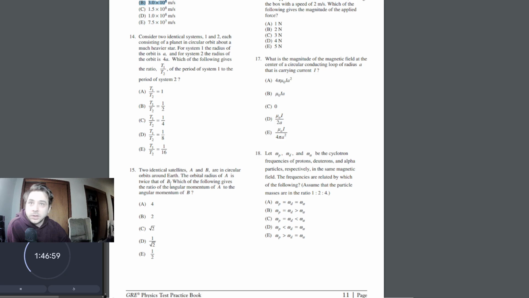I think it's either D or E. Oh, with A to B. No, yeah, its momentum's gonna be slower. Let's just go with E, make it simple.